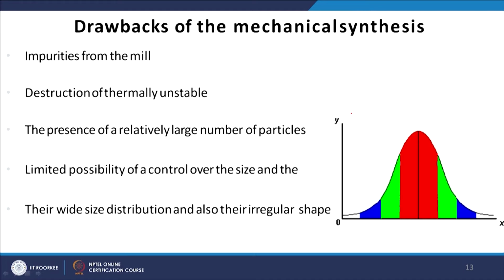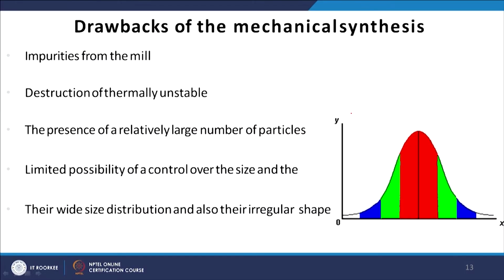And limited possibility of control over the size. So, in the ball milling process we cannot control the size to a very fine tuning, and there is a wide size distribution and also irregular shape. Since it is a rough mechanical process, in addition to the polydispersity, we cannot get very fine tuning over the particle size, and you get a larger particle size and wide distributions. So, these are some of the disadvantages associated with mechanical grinding.